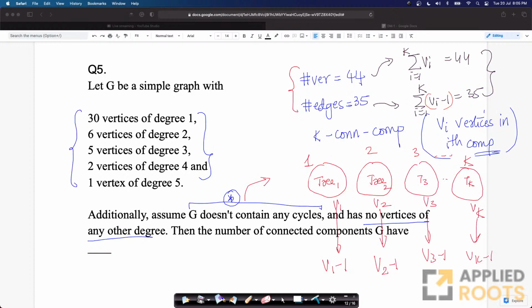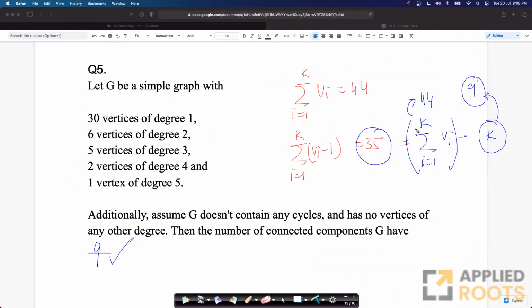So this problem is slightly out of the box, not too much out of the box. You can easily see all this information is given to you to get the number of vertices and number of edges. If there are k components, given that there are no cycles, you have to quickly recognize that each of these is a tree. The moment you recognize that, you get that each has Vi minus 1 edges.